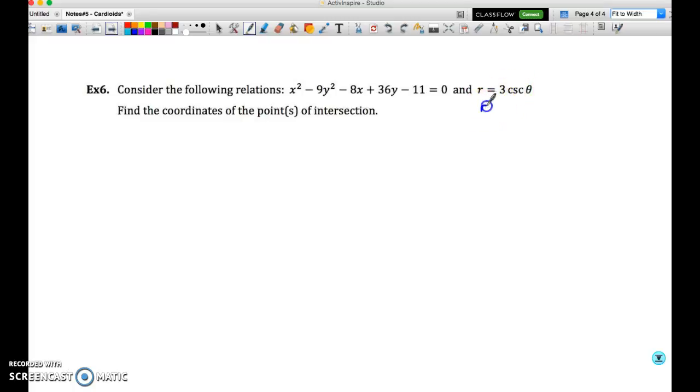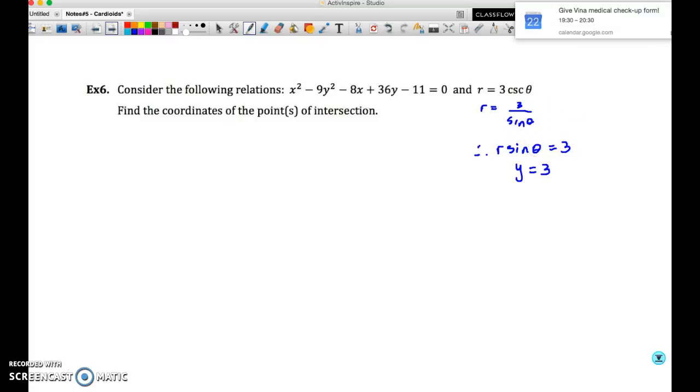And so of course r is equal to cosecant, which is 1 over sine theta. I can then rearrange that as r sine theta is equal to 3. Substitute in the place of r sine theta y, and we now have the horizontal line y equals 3 as the rectangular equation. And since we're going to solve this algebraically, all I'm going to do is substitute the value of y equals 3 in the place of the y's in the other equation, and that will allow me to determine the coordinates of the point of intersection algebraically.